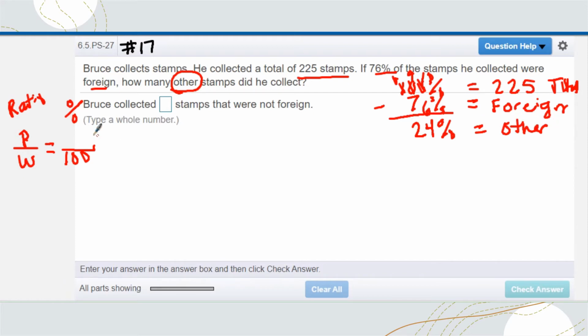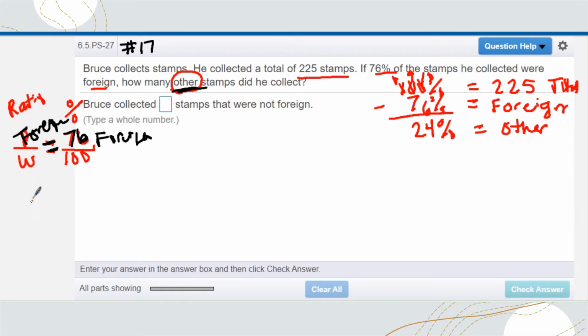So you have to recognize, if you put 76% right here, the part that you'll get is equivalent to whatever the word is on this percent. Let me show you what I'm talking about. So if this is 76 and this 76% represents foreign, it can only be equivalent to foreign right here, because that's what the 76% is equal to. That's what the equal sign means. So if we were to solve for the variable using 76, that is not going to be the final answer, because the final question says how many other stamps.